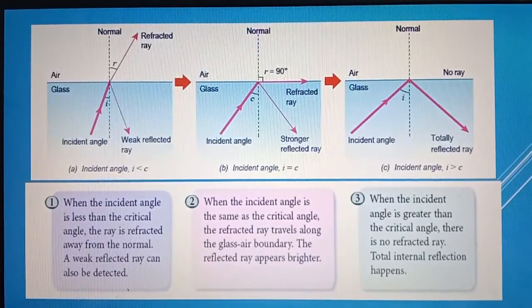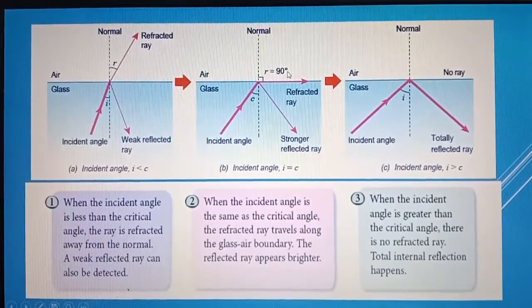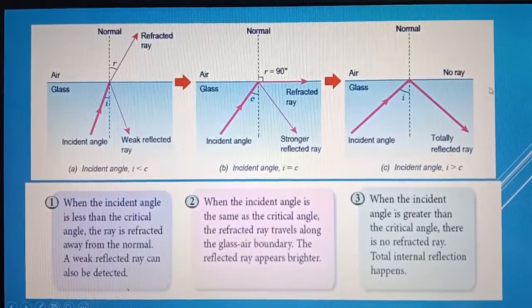Now we increase the angle until I equals C, where you can see the light ray travel along the boundary. When it travels along the boundary, angle R equals 90. So when angle R equals 90 degrees, the angle of incidence here, we call it the critical angle. So we mark it as C.